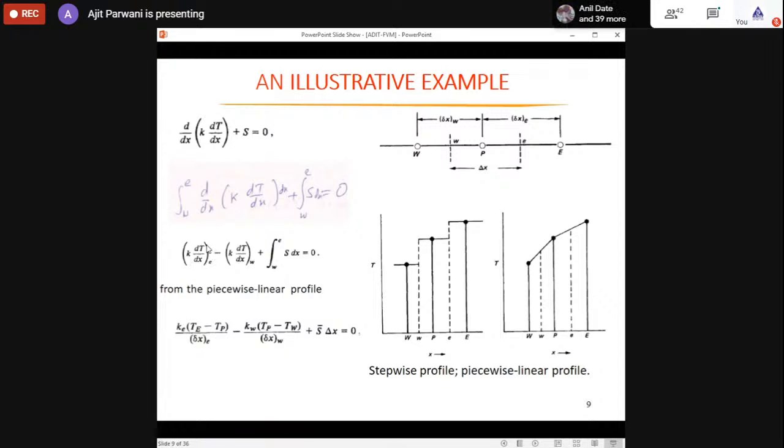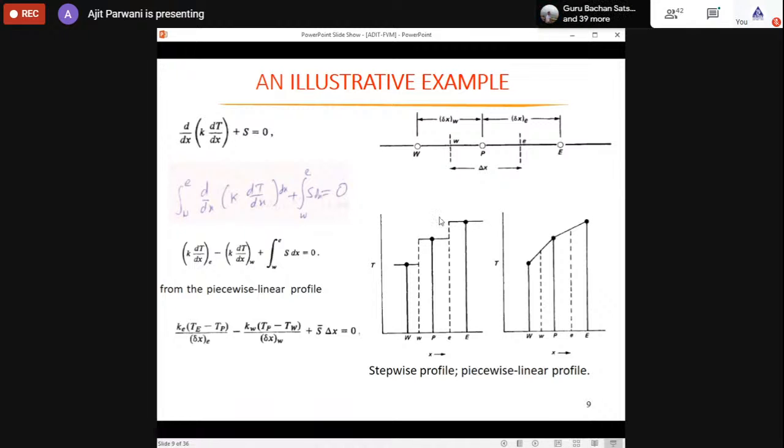In order to convert this derivative term into a numerical form, we have to make some assumption. The assumption is the temperature profile assumption. We are solving the equation for the temperature, but here we will make a temperature profile assumption. It is up to you to choose any temperature profile. You can assume, for example, that the temperature in each control volume is the same. In the control volume of W, the temperature is TW. In the control volume of P, the temperature is constant, TP. In the control volume of E, the temperature is constant, TE.